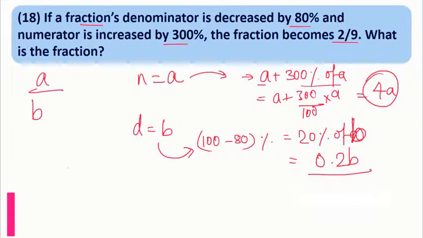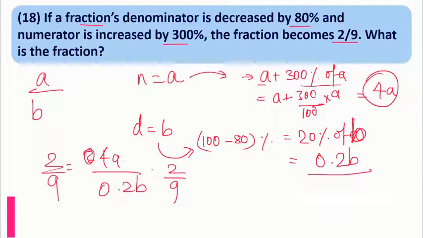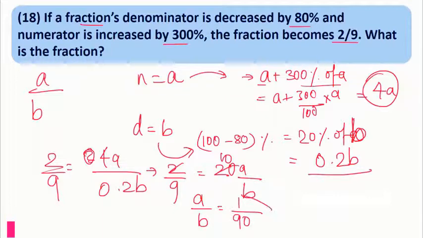And they said that the new fraction becomes 2 by 9. What is the new fraction? Numerator, that is 4A, divided by denominator, that is 0.2B. What would it be? 2 upon 9. Okay. This would be 2 upon 9 would be equal to 20A upon B, right? This becomes 10. So A upon B would be equal to 1 upon 90. This is the answer. This is the fraction.